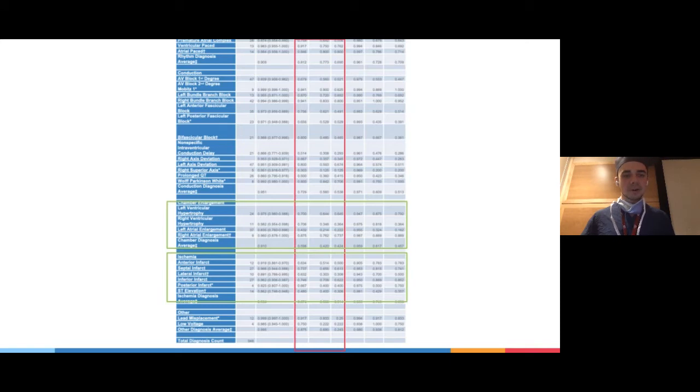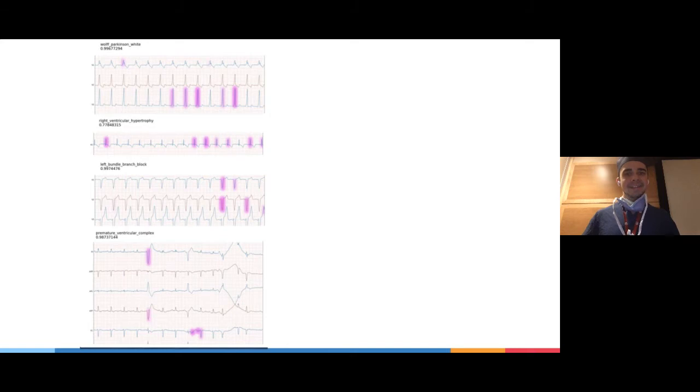So ischemia is also higher for the AI algorithm compared to the clinical interpretation of the cardiologist. And even lead misplacement here outperforms the cardiologist. So pretty good results when we use the gold standard of the EP panel of physicians rather than the clinical interpretation of the ECG. And this is actually the most interesting slide.